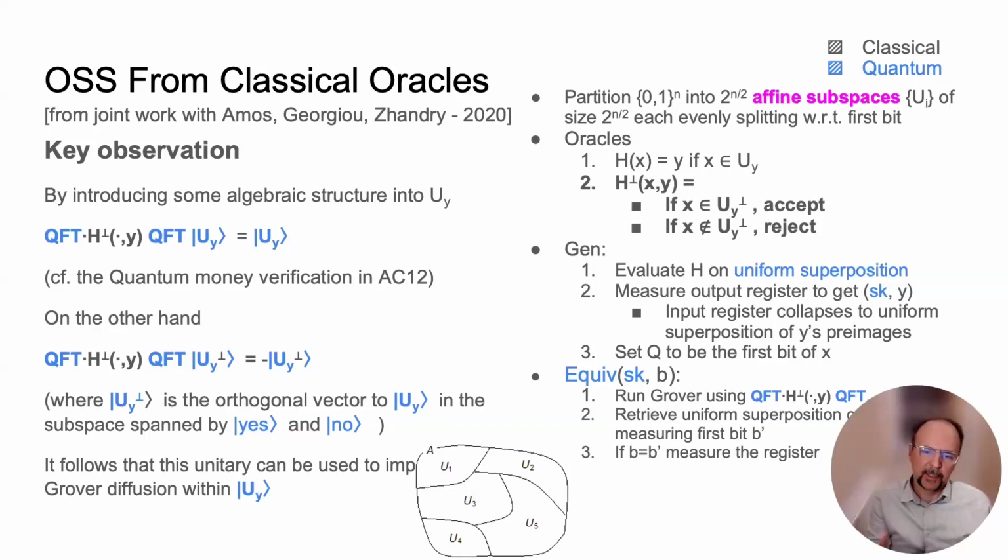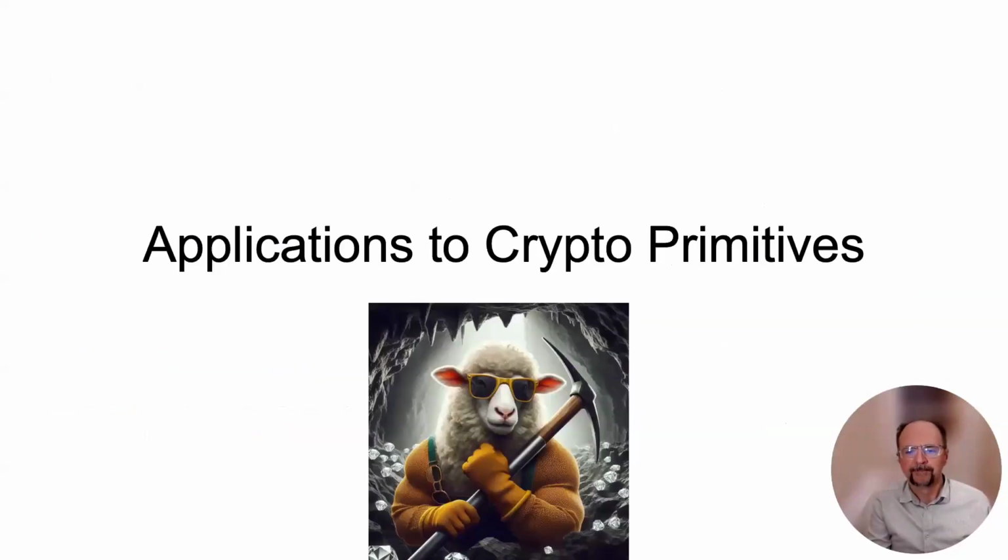And now we're going to take a small break from the quantum aspects, and we're going to come to some of the motivation that we have for looking into this primitive. So let's see what interesting cryptography we can get from one-shot signatures.